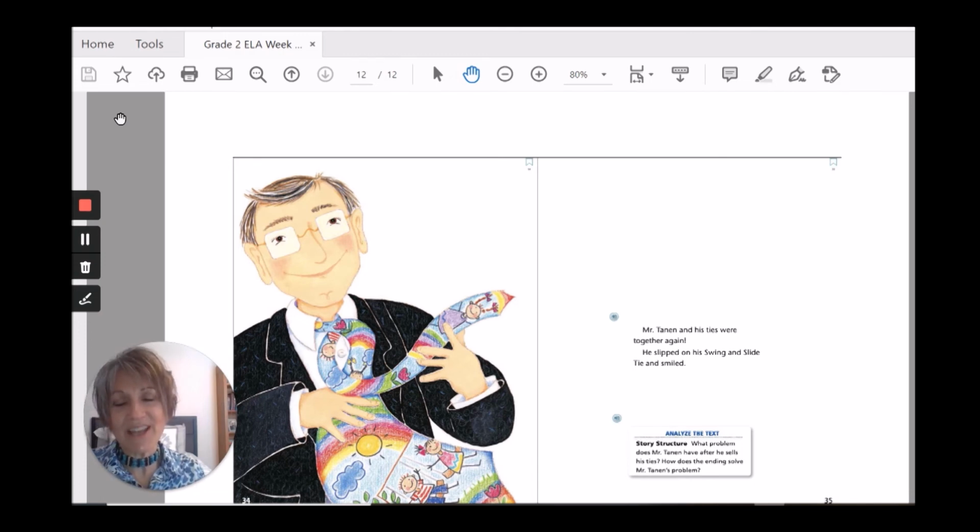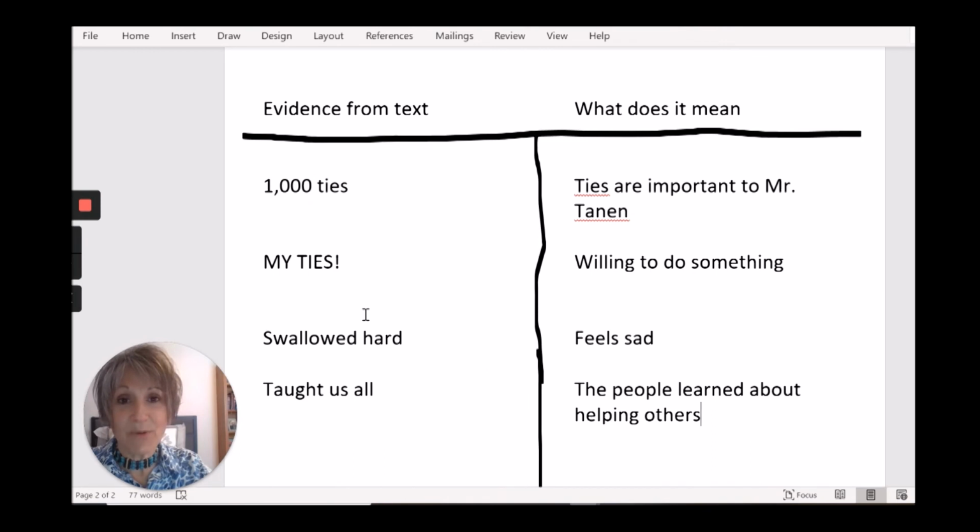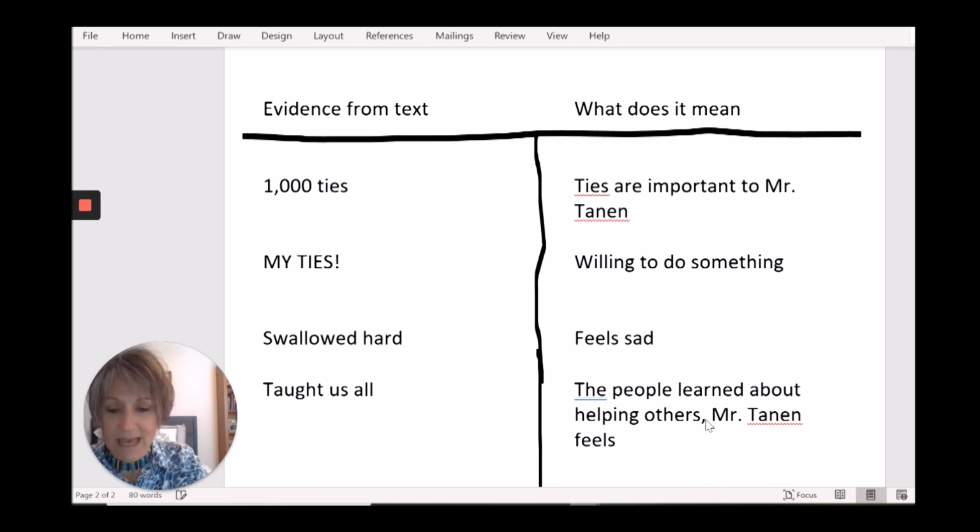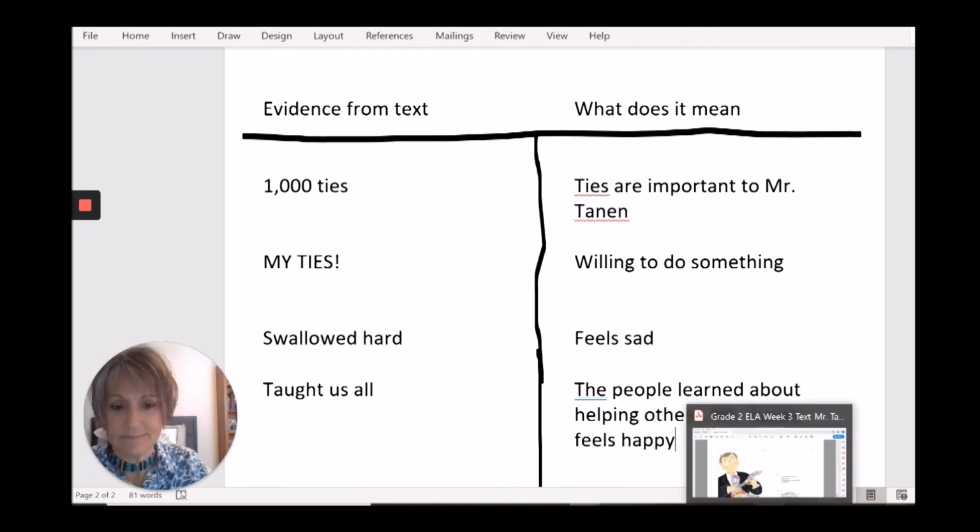How do you think Mr. Tannen is feeling at the end of this story? Can we make an inference? In the text, it says that he smiled, and in the picture, I can see him smiling. So I'm thinking he feels pretty happy. I'm going to add that to my graphic organizer now. You do that with me. So let's add that to this part of our graphic organizer. I'm going to say Mr. Tannen feels happy. You can add the same to yours.